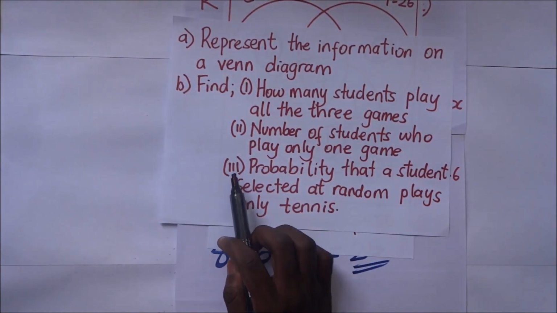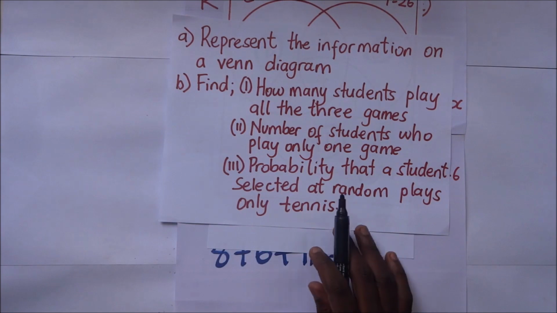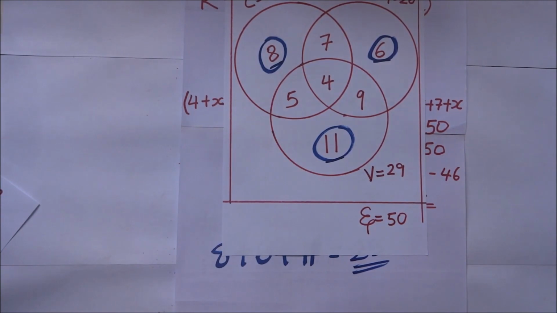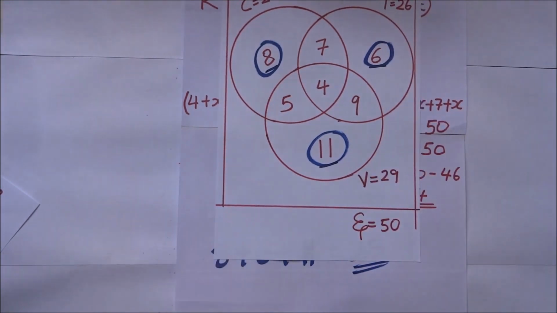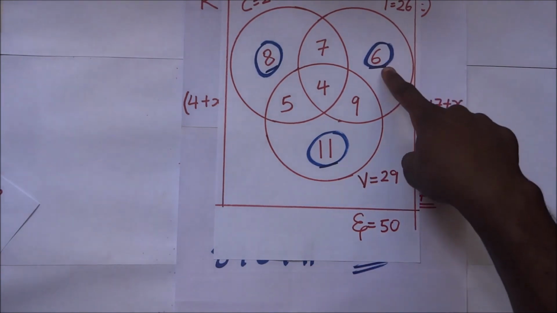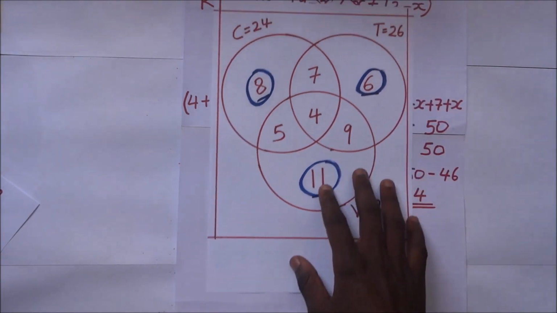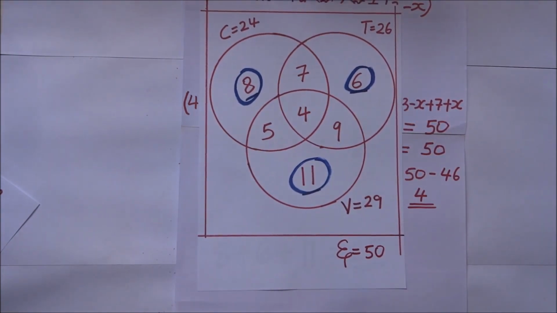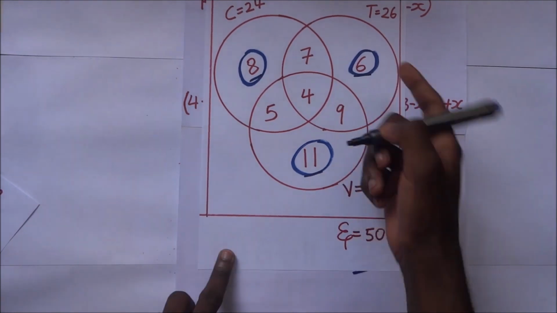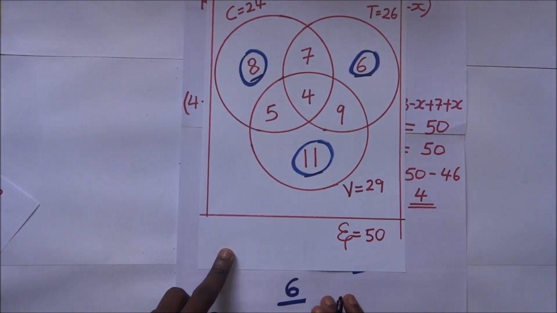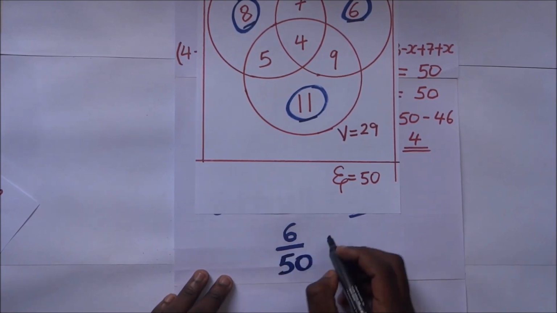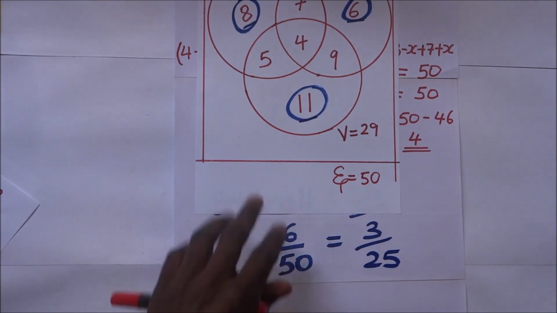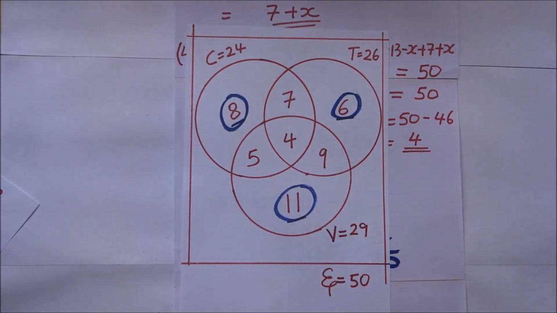Then Roman 3, they're asking us to find the probability that a student selected at random plays only tennis. Those students who play tennis only are 6. So the probability is equal to the number of students who play tennis only divided by the total number of students who play the games, which is 50. So the probability is 6 over 50, which is 3 over 25. That's the probability that a student selected at random plays only tennis.